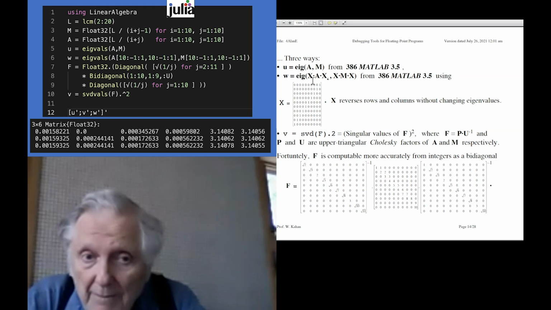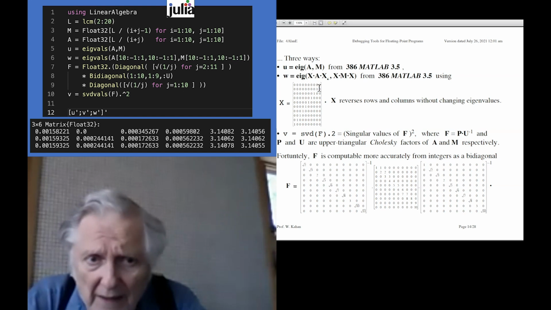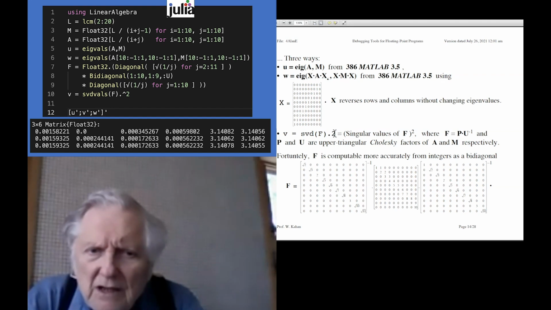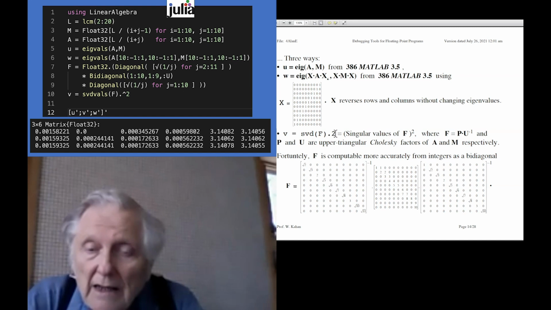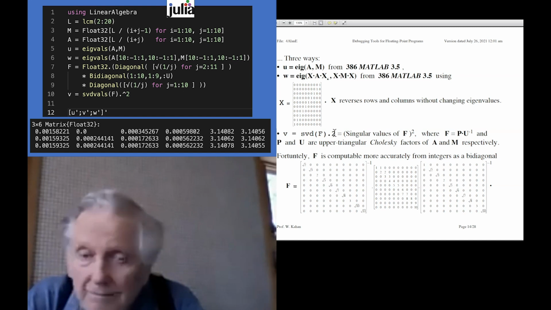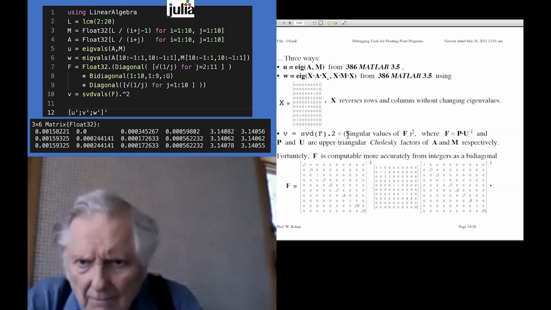And then there's a third way. That's in the middle of the page. That's V. This is a singular value decomposition of a matrix F. And then we square it. And that turns out to give us the same eigenvalues. It's not obvious. In fact, it's extremely unobvious.